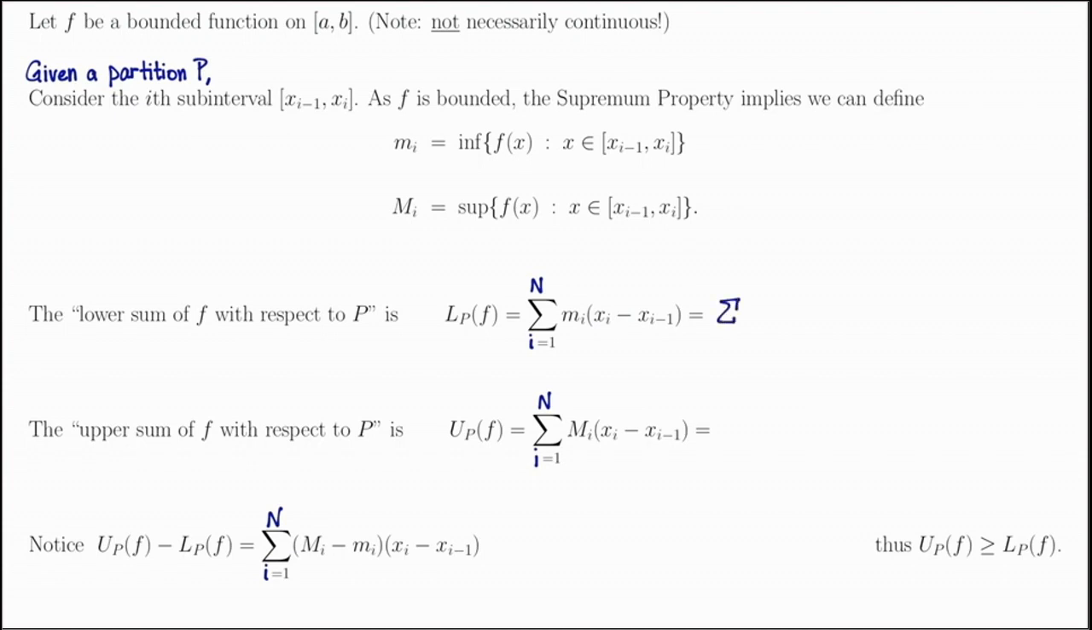So if you like, we could write this as the sum from i equals 1 through N of the lower bound of the set of outputs times the width of each interval. You can think of that lower bound as like a height. Since it's the infimum of the set of outputs, it's going to be like the tallest height that sits under the function. Then delta x i is the width of the given subinterval, so this is really like adding up a bunch of areas.